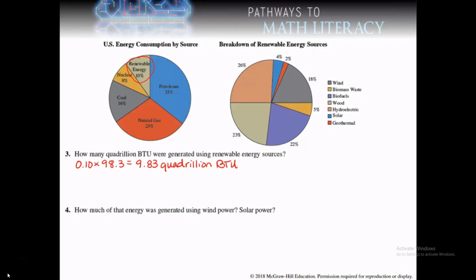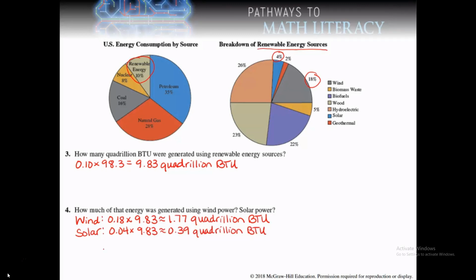In number 4, we're asked about wind power and solar power. Well, looking at the second pie chart, that's the breakdown specifically of the renewable energy sources. So out of that 9.83 quadrillion that we found in number 3, wind power is 18%. So we can do 0.18 times 9.83. And that gives us 1.77 quadrillion BTUs. Then looking at solar power, that is 4%. So we'd have 0.04 times 9.83, and that comes out to about 0.39 quadrillion BTUs.